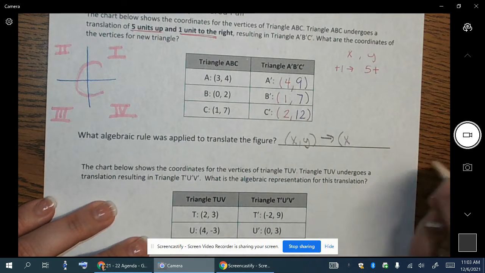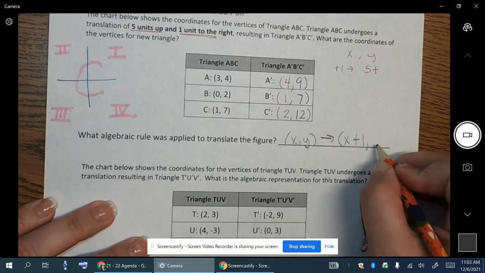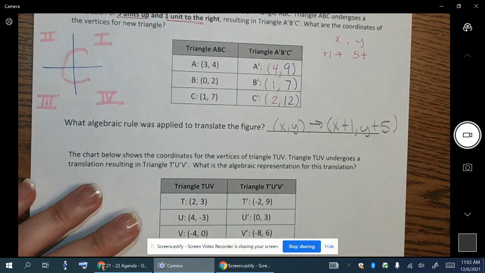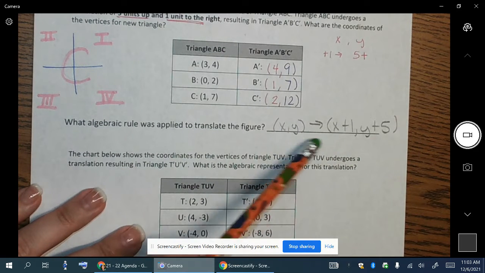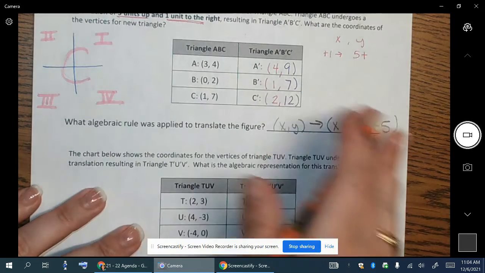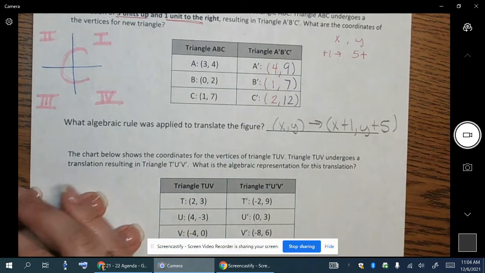What happened to my X? Plus 1. Plus 1. What happened to my Y? Plus 5. Plus 5, and that's it. There are going to be questions that literally just say, which algebra expression matches the translation? That's all you have to know how to do, is find the algebra and go backwards using algebra.